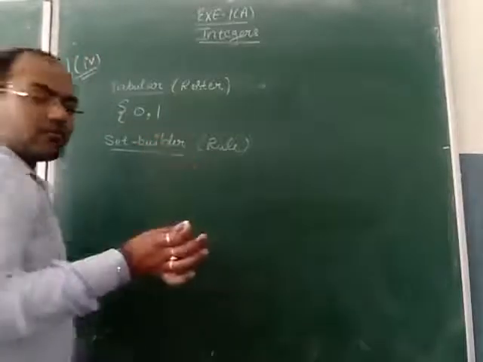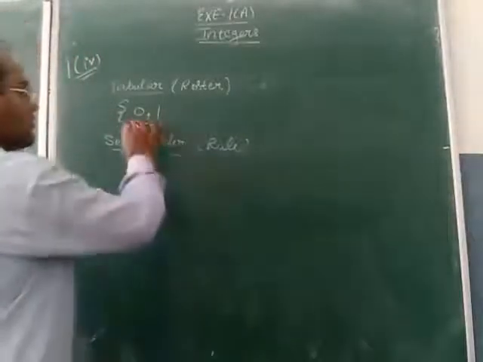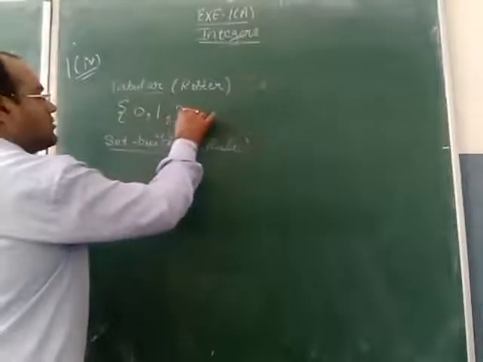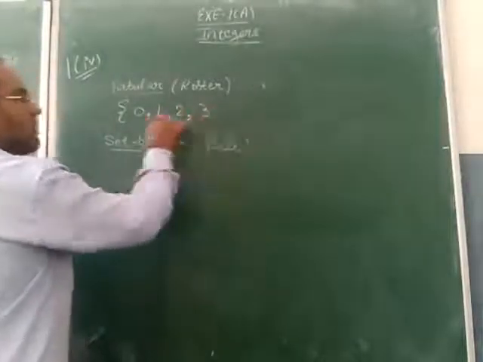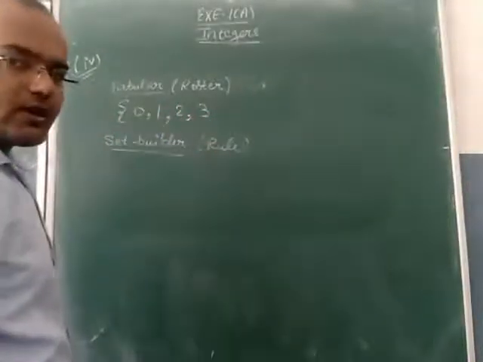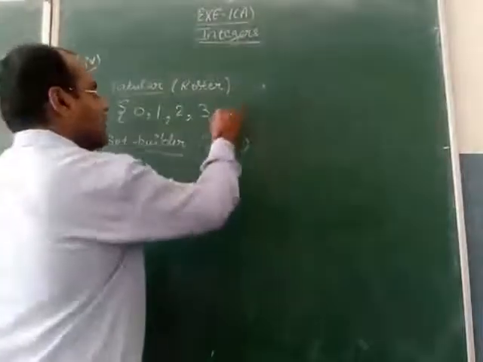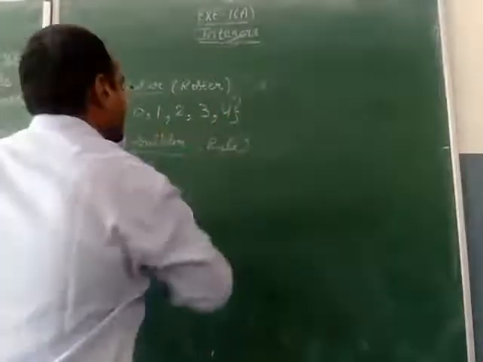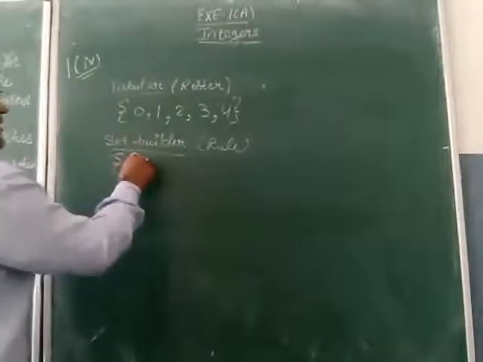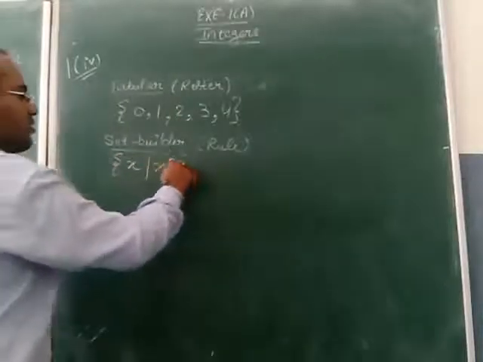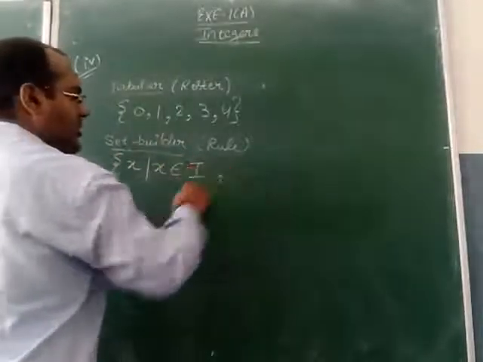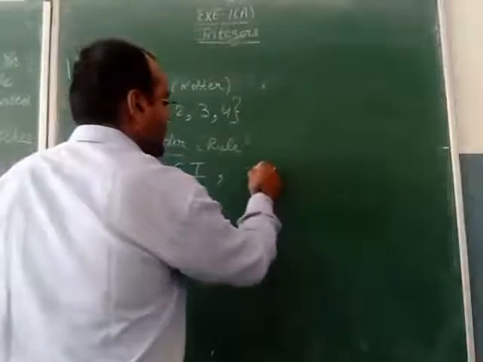So less than 4 and equal to 4. So 0, 1, 2, 3. These are all integers less than 4, and equal is also coming, so we will take 4 also. Now we will write the set builder form: x such that x belongs to integers, comma, x is greater.